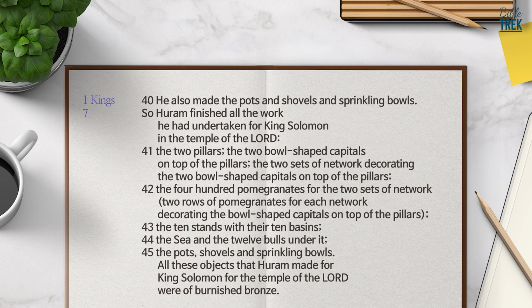The 2 pillars, the 2 bowl-shaped capitals on top of the pillars, the 2 sets of network decorating the 2 bowl-shaped capitals on top of the pillars, the 400 pomegranates for the 2 sets of network, 2 rows of pomegranates for each network decorating the bowl-shaped capitals on top of the pillars, the 10 stands with their 10 basins, the sea and the 12 bowls under it, the pots, shovels, and sprinkling bowls, all these objects that Huram made for King Solomon for the temple of the Lord were of burnished bronze.